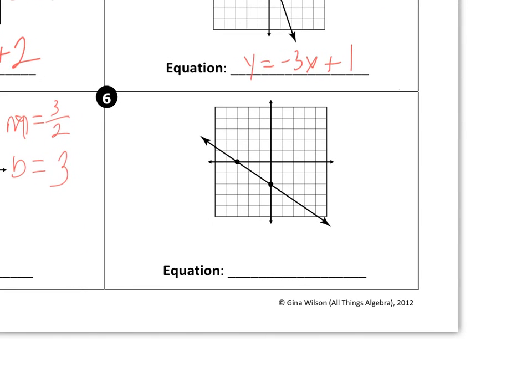Okay. On 6, again, slope and y-intercept. The y-intercept is negative 2. Slope is going to be negative 2/3. Put it all together: y equals, that is a terrible y, goodness gracious, negative 2/3 x minus 2.